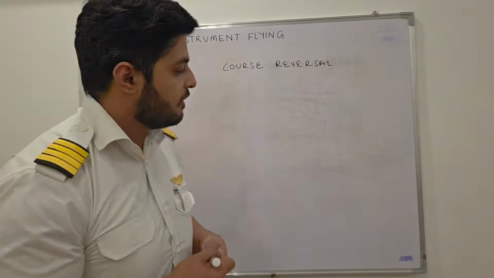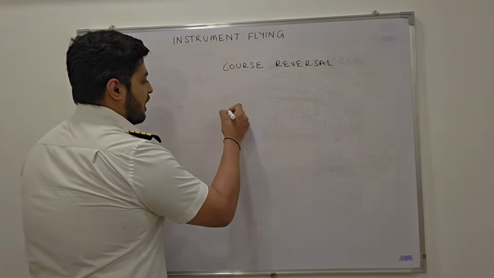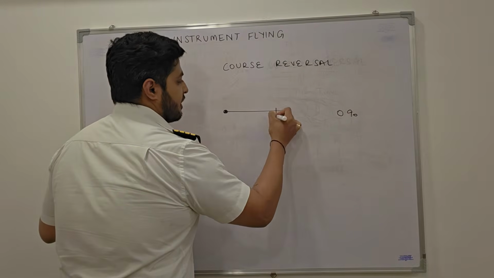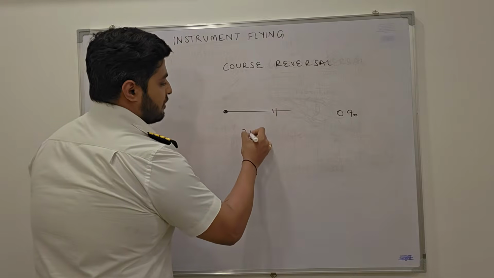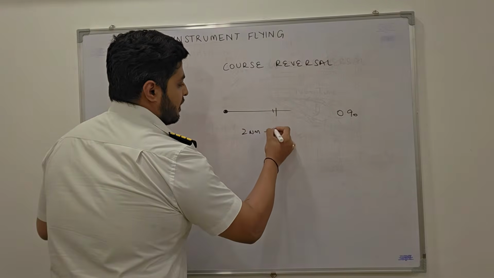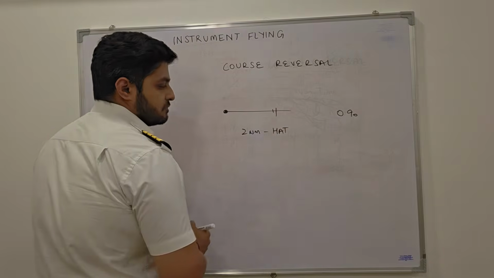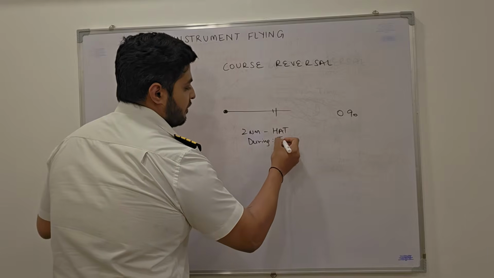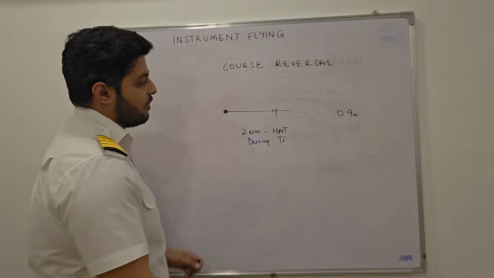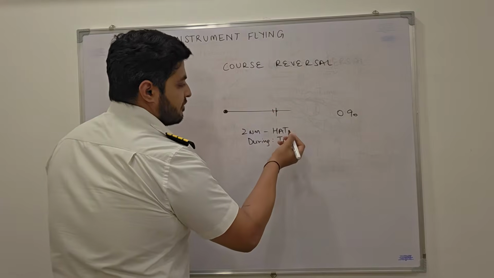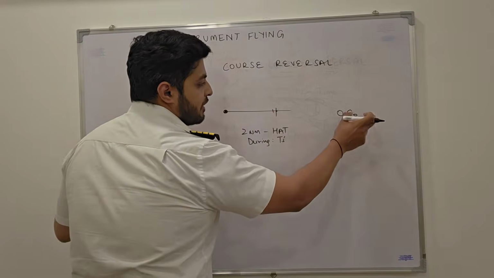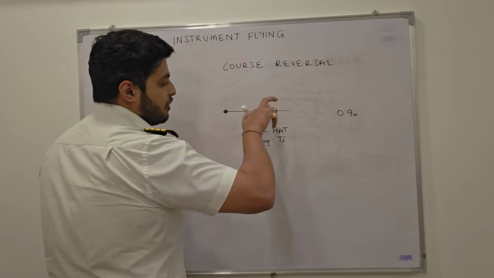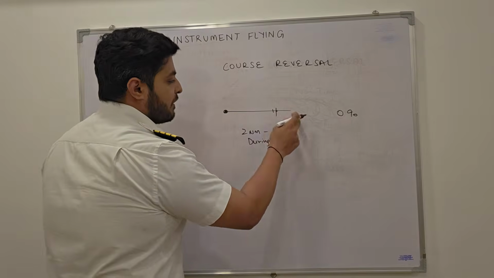Starting with the non-time based. For example, if this is a fix, I'm proceeding outbound on a radial of 090. Let's say I'm here. So 2 nautical miles prior, I'll carry out my HAT checks. During the turn, I'll carry out my 5 T's. Now, if I'm at this point, my intention is to reverse my course maintaining the same radial. That means I'm going on 090 and I have to come back on 090, but in the opposite direction. Basically, if I'm going outbound, I'll be coming inbound now.